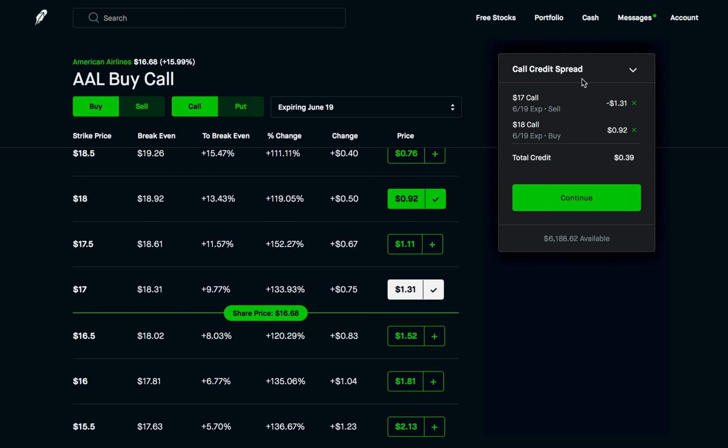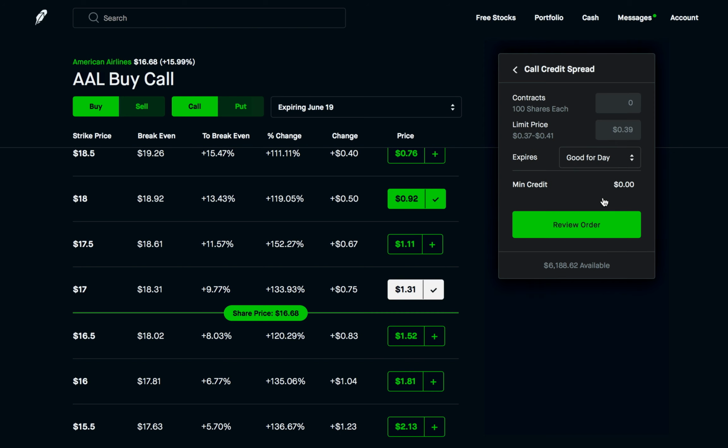Okay, and so again, right away, you can see that it populated. It understood this to be a call credit spread now. And again, here's the 39 we saw over there, 39 cents per share times 100. You're going to make $39, which you're going to get instantly. And so you can decide how many contracts you want. Usually people only get one, but you can get as many as you want.